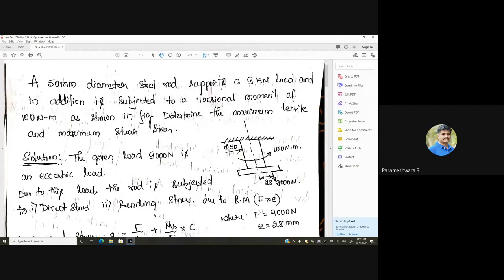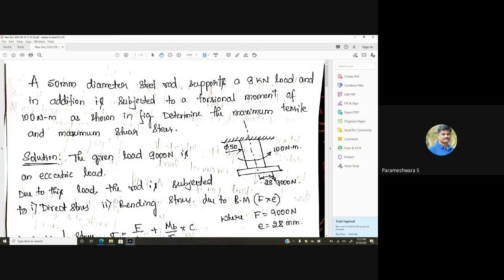So it is one kind of typical problem. Here it is a steel rod of diameter 50. This steel rod is subjected to a load of 9 kilonewton, which means 9,000 newton, and also it is subjected to a torsional moment, a torque of 100 newton meter. In addition to this axial force of 9,000 newton, it is also subjected to torque.